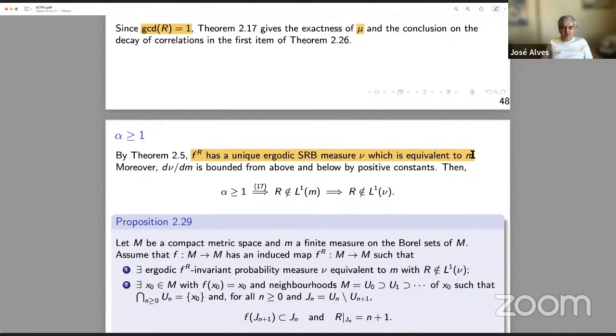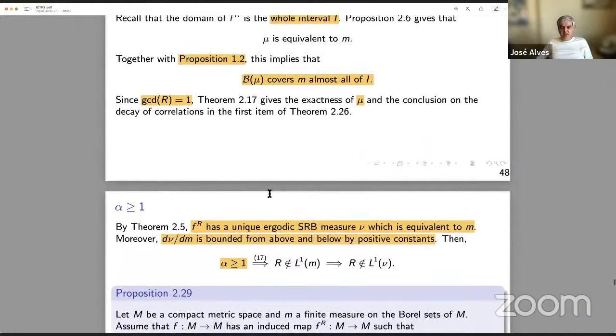Moreover, the measure is bounded from below by positive constants. So this is the general result in the very beginning. So if alpha is greater or equal to one, we have this estimate 17. So is this estimate here.